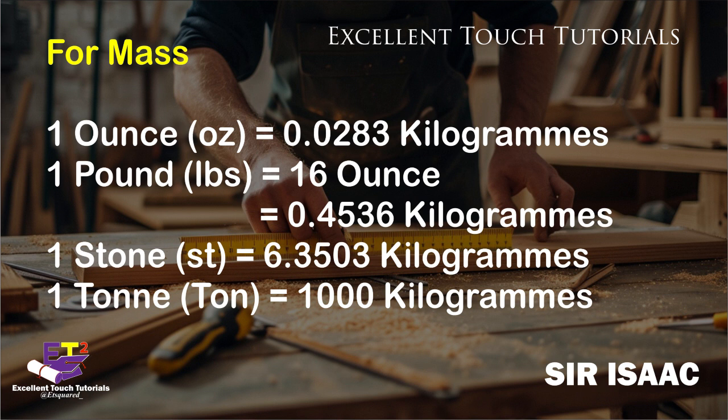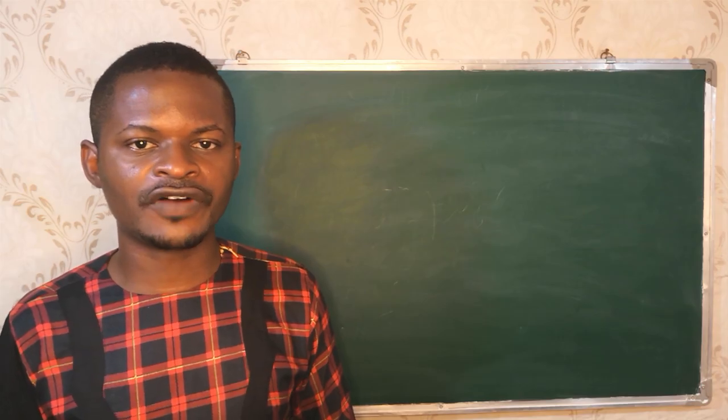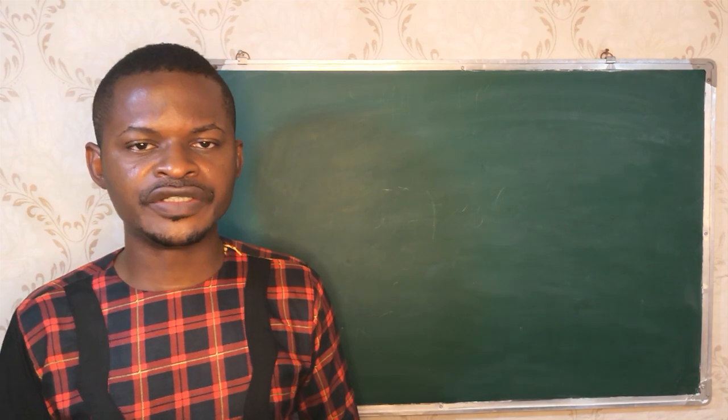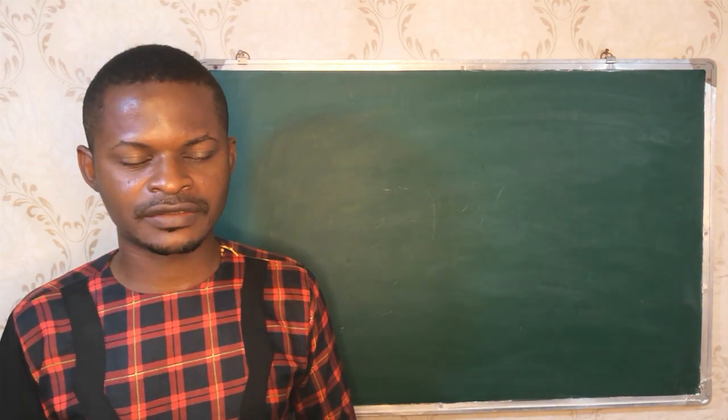Next is 1 stone. Although the measurement of mass in stone is not so common, it was once in use. And 1 stone is equal to 6.3503 kilograms. Next is 1 ton. And 1 ton is equal to 1,000 kilograms. So those are the relations for converting between units of mass.